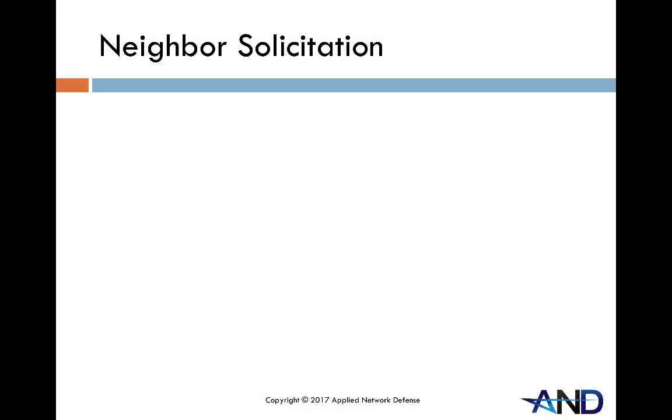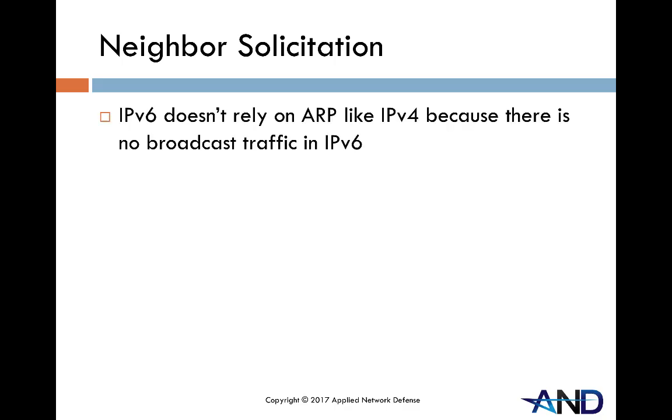The last feature of IPv6 I want to talk about in our overview is neighbor solicitation. I want to talk about this because it's a little bit different than what we do in IPv4. Remember, with IPv4, we rely on the ARP protocol, Address Resolution Protocol, to find hosts on an individual network and map IP addresses to link layer addresses, so MAC addresses. And if you'll remember our discussion of ARP, it relies on broadcast traffic.